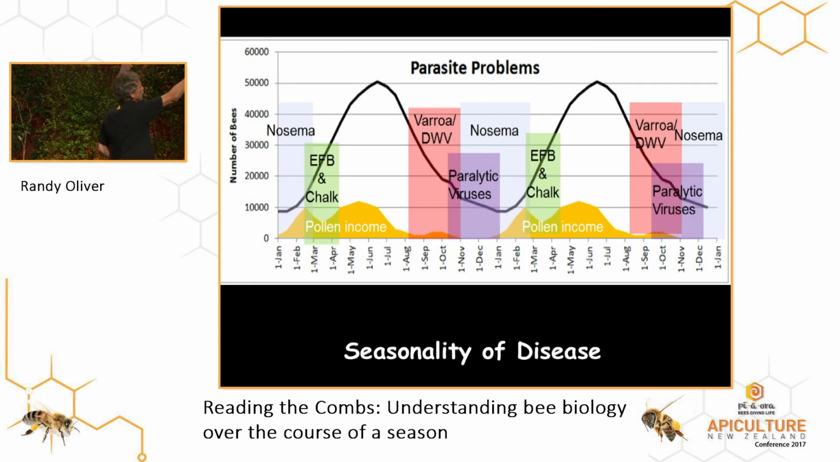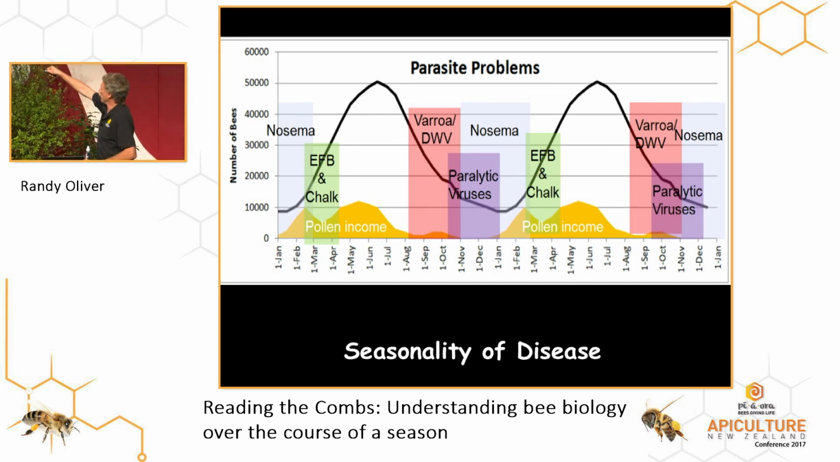And the combination of nosema and a paralytic virus is deadly to a hive. That's where you get this sudden colony collapse. And then it starts back over again, European foul brood and chalkbrood. So if you know your seasonality of disease, you know what time of year you need to look for different disease symptoms.